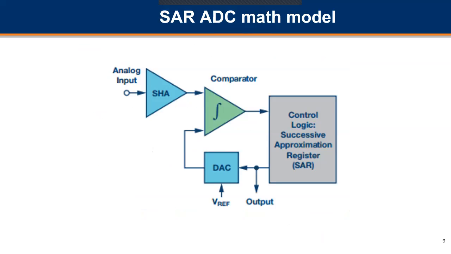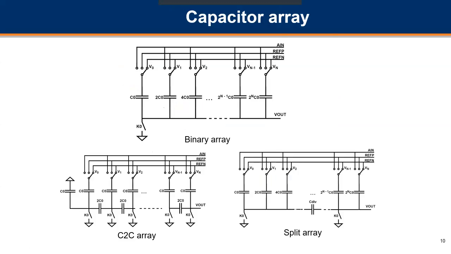The picture shows the capacitor array and sample hold unit as part of the digital to analog converter, comparator, and digital core. The digital part of the successive approximation register implements the binary search algorithm. So let's take a closer look at analog components. There are several options for the capacitor array architecture. The most commonly used are three of them.